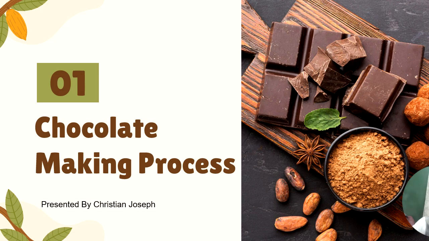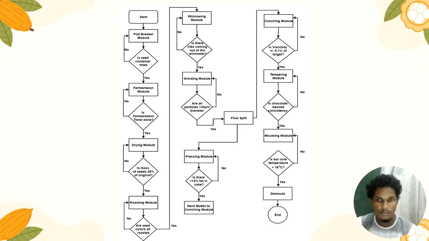Let's take a deep dive into the chocolate making process. Our flowchart shows the major stages involved in converting raw cocoa pods into finished chocolate. The process begins with the pod breaker module where the pods are opened and the seeds are collected. The seeds then move to the fermentation module where controlled fermentation develops the flavor precursors needed for quality chocolate.